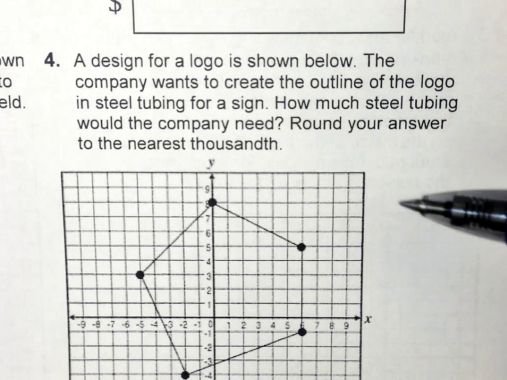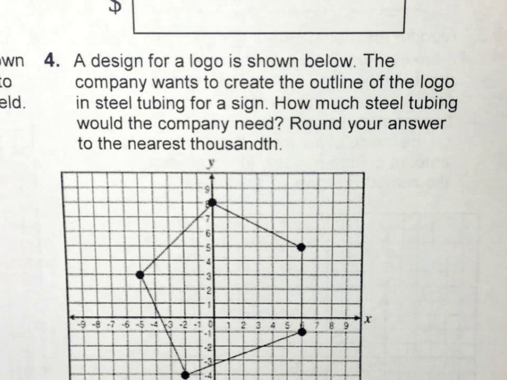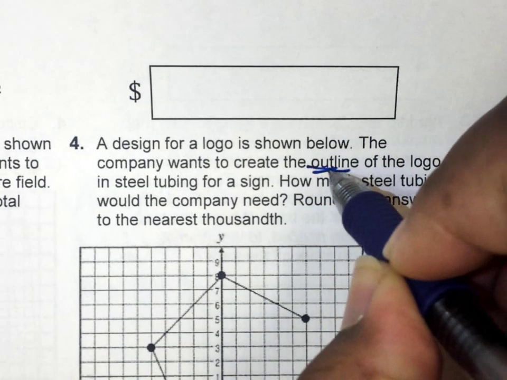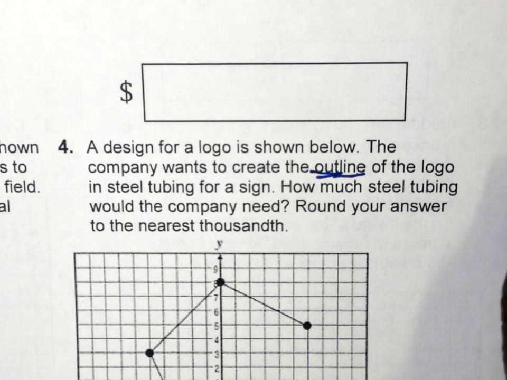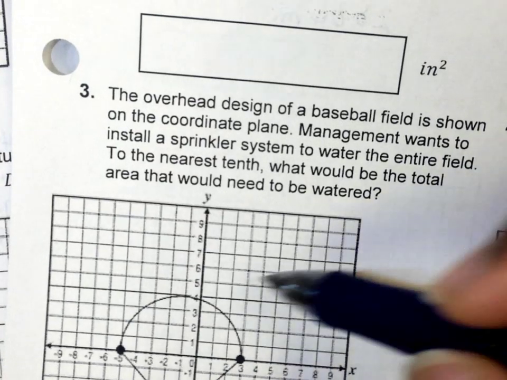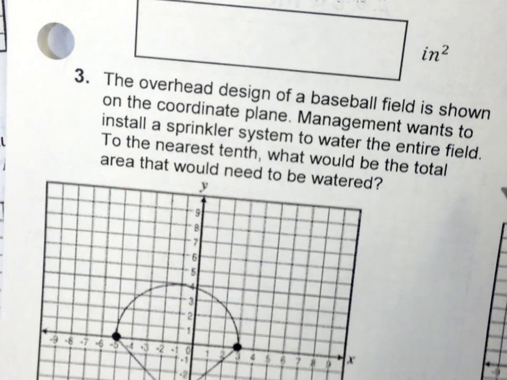On this one, they want to know how much steel tubing would be needed to outline this logo. Am I doing area or perimeter? Say it again. Perimeter. Key word there is outline. I just need to make sure y'all make the right decision on this. You can't screw number three up, because at the end it says what would the total area be. So if you mess that up, that's on you.